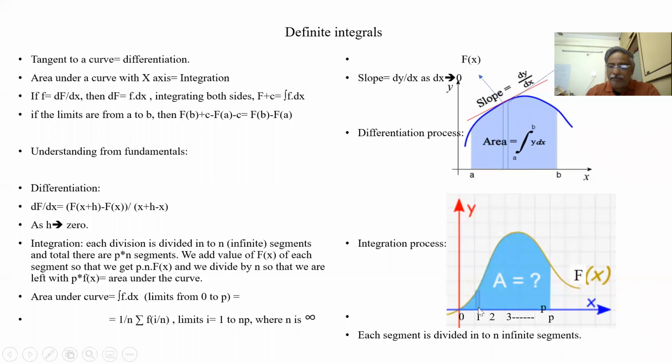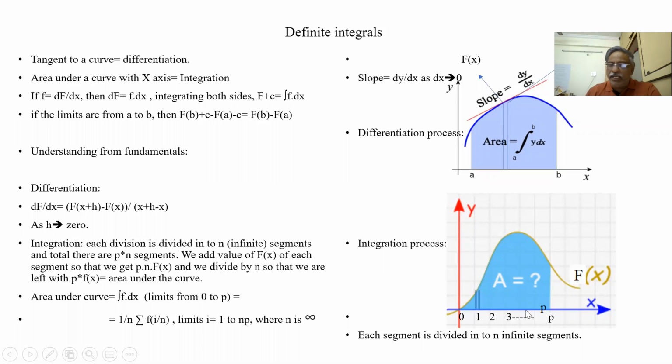You see here, area under the curve, integral f dx. Now this area has been divided into several components. You see the vertical lines. 0 to 1 is divided into n components. Similarly, 1 to 2, another n. 2 to 3, another n. Like that, up to p, we have total np components here.